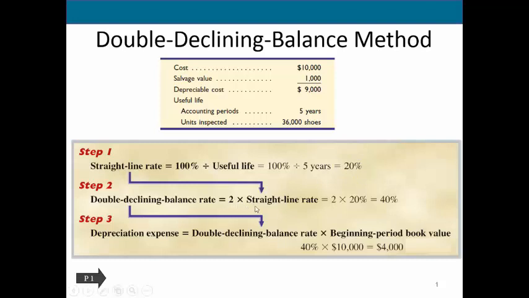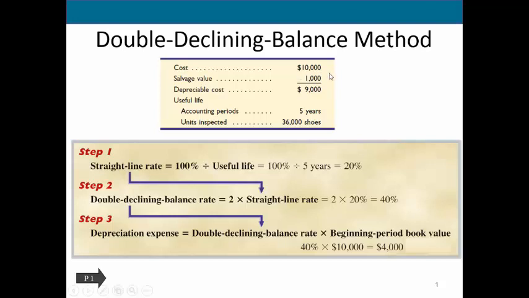So let's look at this. Multiply 2 by the straight line rate, which is 20%. 2 multiplied by 20% equals 40%. So when we complete the double declining balance, we are going to be depreciating 40%. But 40% of what? We're going to be depreciating 40% of the beginning period book value. So at the beginning of the life of this asset, it had an original cost of $10,000. So the beginning period book value for year 1 is $10,000.